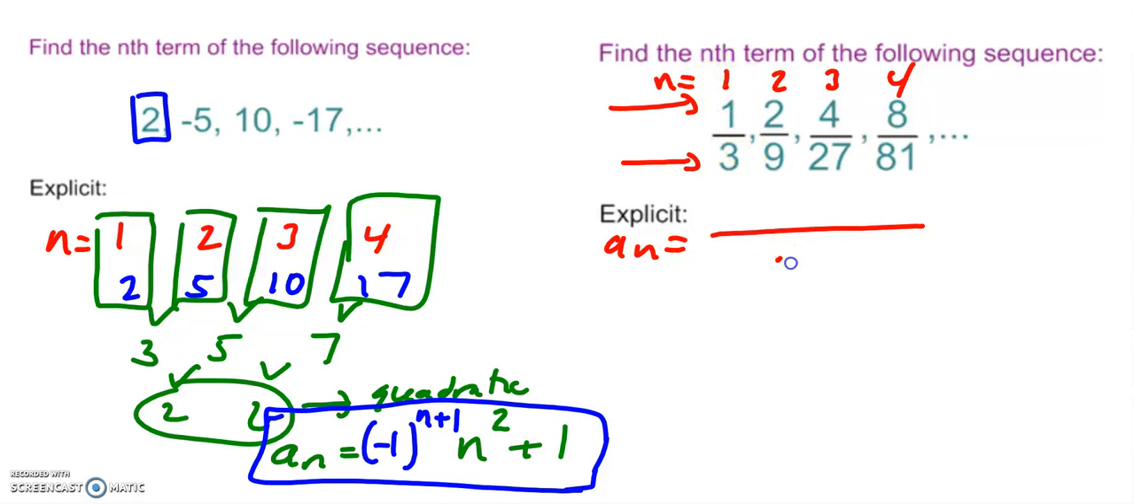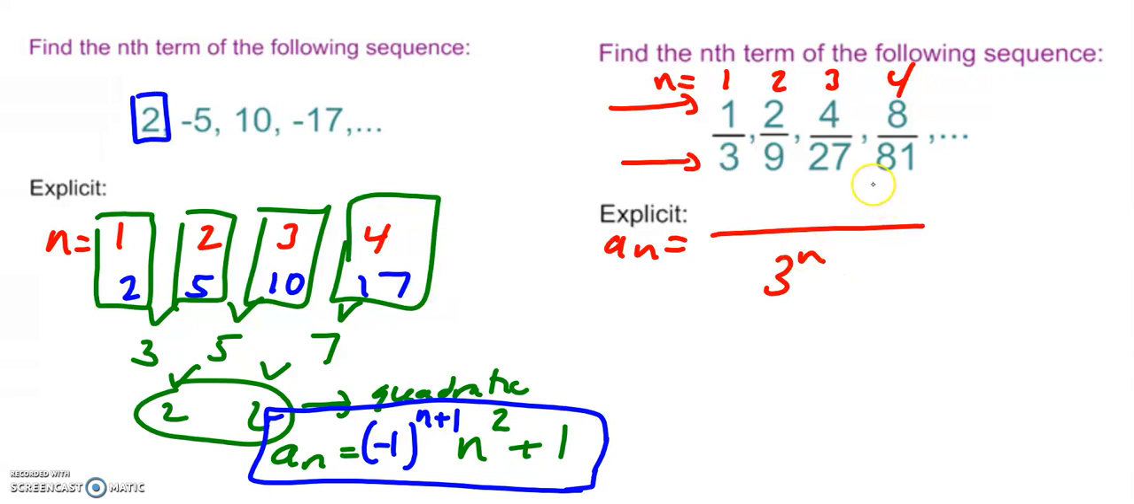So what if I thought of it as 3 to the n? Hear me out. 3 to the first is 3, correct? 3 to the second is 9, 3 to the third is 27, and 3 to the fourth is 81. So this pattern looks appropriate for the denominator.